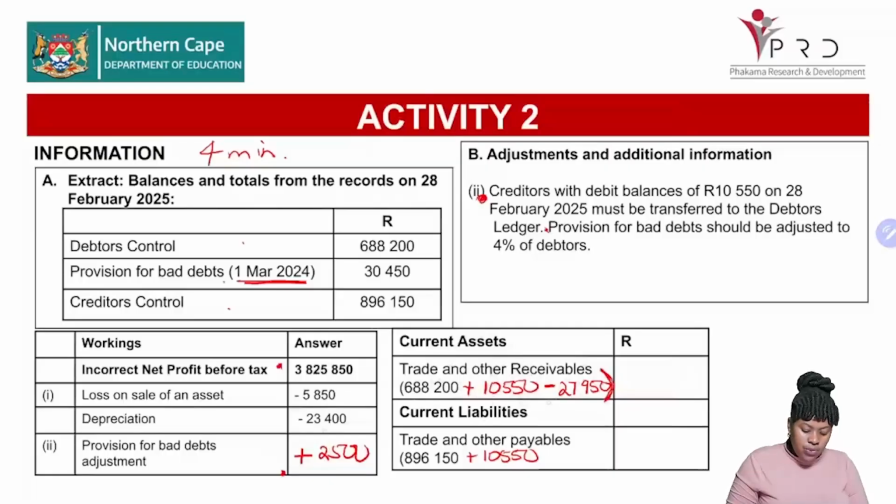So we said we have the 688,200 plus 10,550 less 27,950. If there are no other adjustments relative to our trade and other receivables, then we simply write the total 800. Or should it happen that you are running out of time, grade 12s, make sure that you at least total your account so that you can get the operational marks. Trade and other payables, if there's no other accounts or transactions, you are going to write it in there. Okay. And that is that, grade 12s.